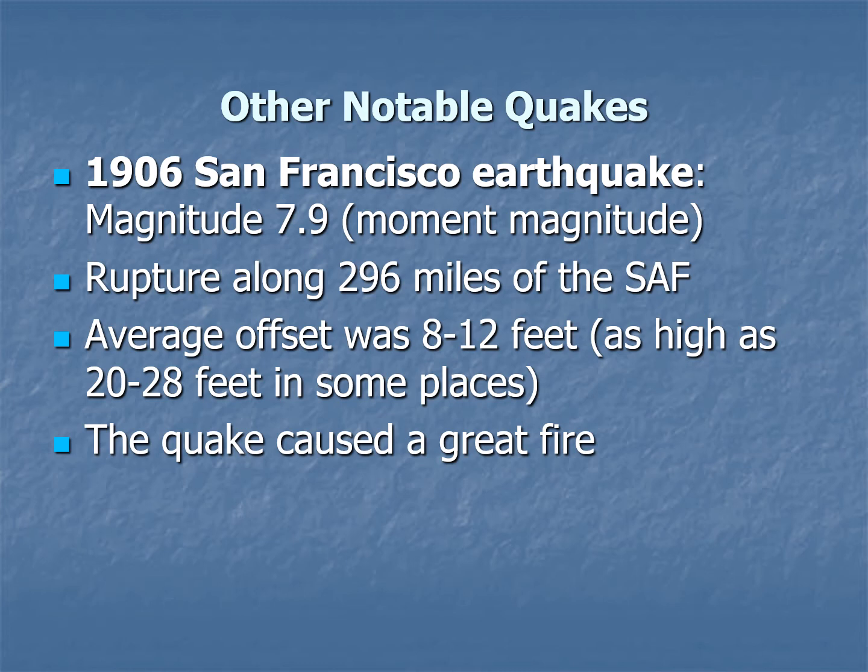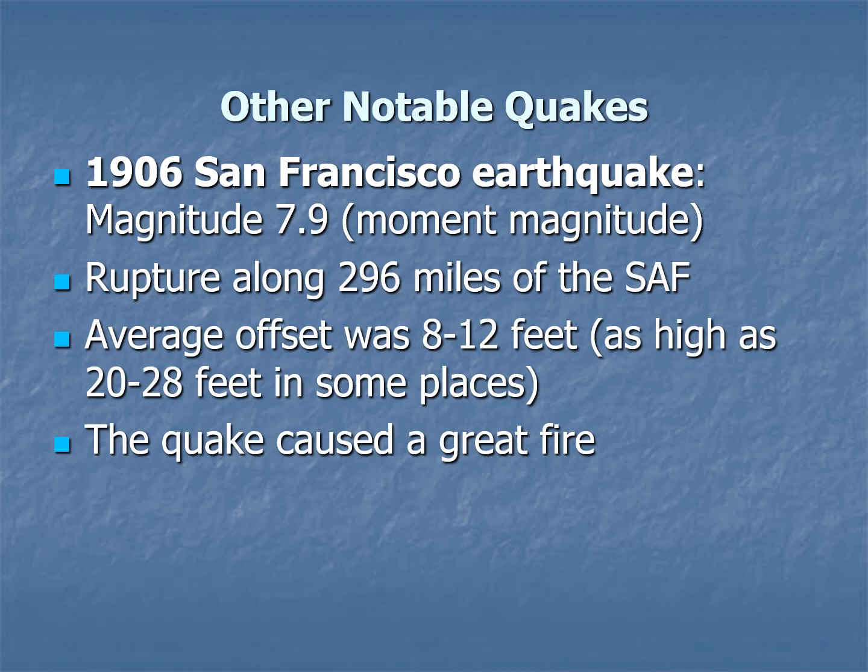I think a couple of times I may have mentioned having slip on as much as 600 of the 800 miles of the San Andreas, but no, it was more like 300 miles of the San Andreas fault. Still, that's a lot of offset. Average offset was 8 to 12 feet in one earthquake event. In some places, offset was as high as 20 to 28 feet in one earthquake event.